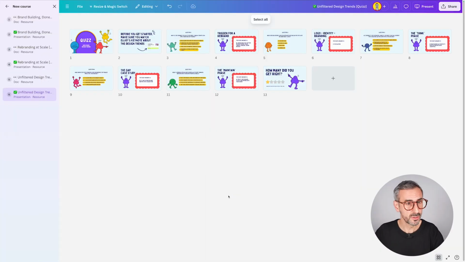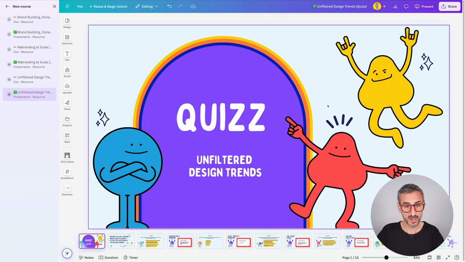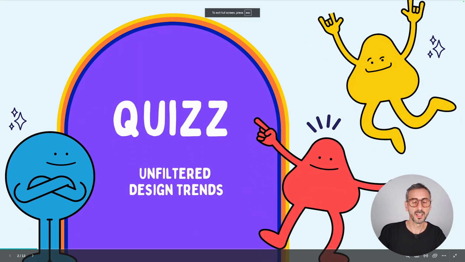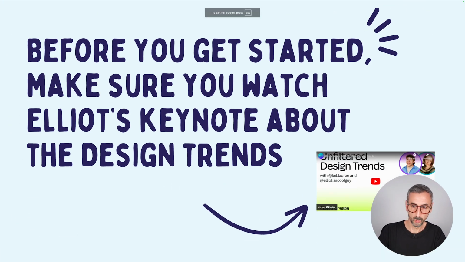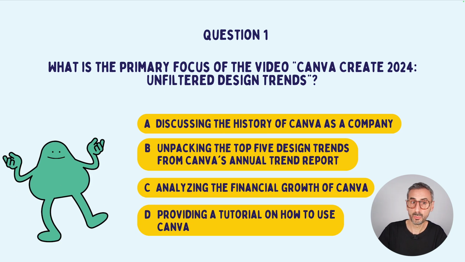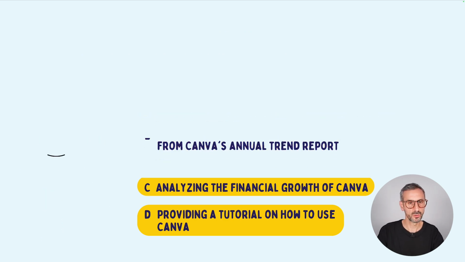All right, guys, I finished styling this document. I have my quiz, unfiltered design trends with Elliot, as the first page. I'm gonna go full screen for this one. And then after the warning that I need to watch the video first, the questions will start. Question number 1, what is the primary focus of the video? Canva Create 2024, unfiltered design trends, A, B, C, D. Okay, so right answer is B, etc., etc.